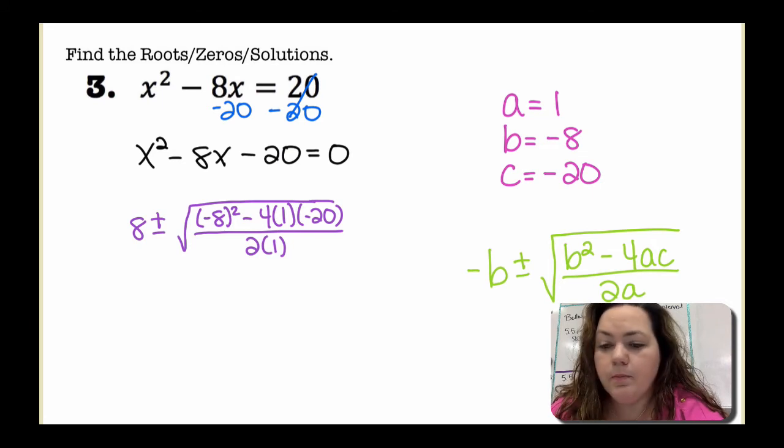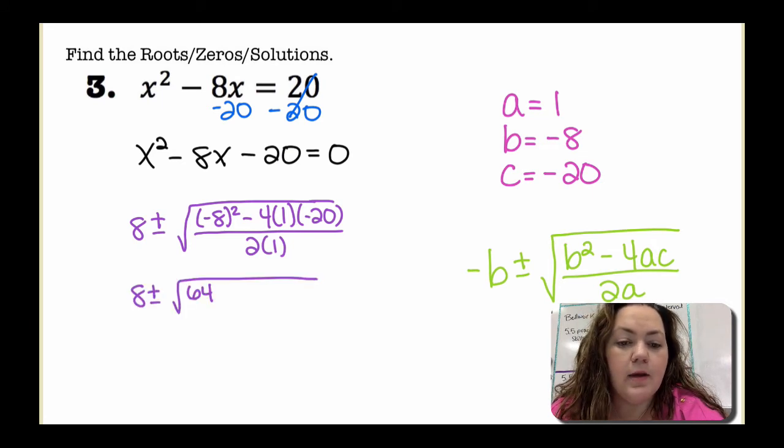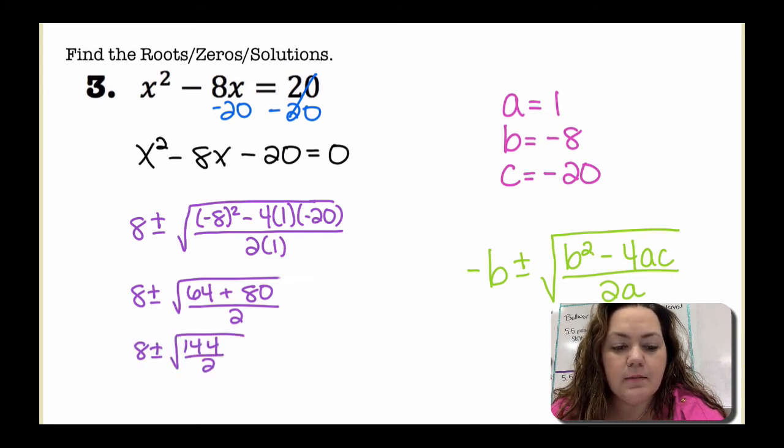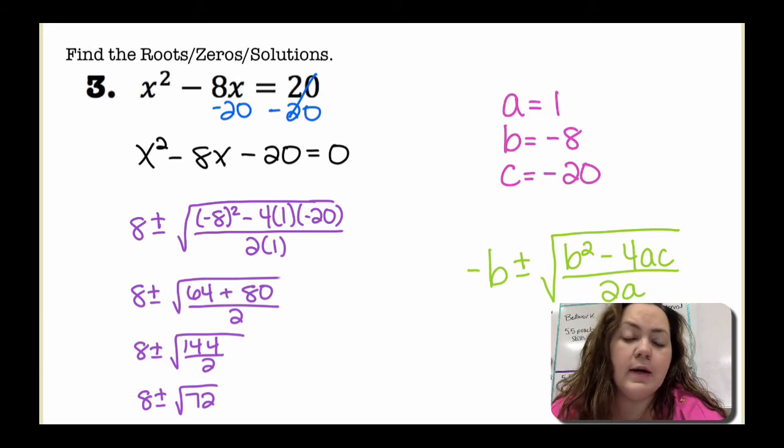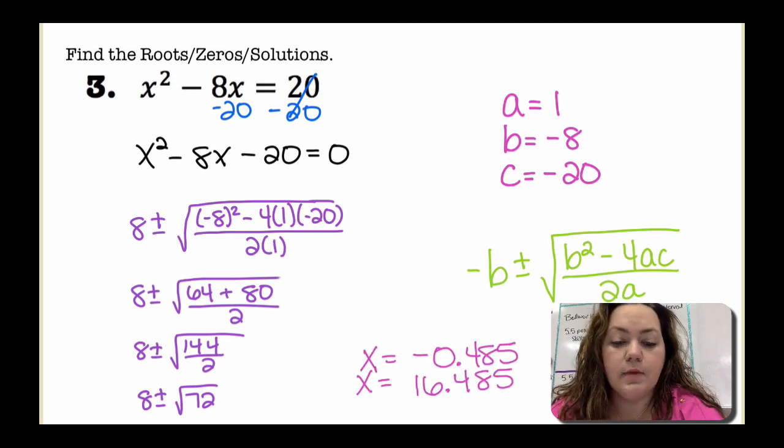Negative 8 squared becomes 64. Negative 4 times 1 times negative 20 becomes positive 80. And 2 times 1 becomes 2. 64 plus 80 gives me 144. 144 divided by 2 gives me 72. So I can do 8 plus the square root of 72 and 8 minus the square root of 72. Okay, and I get negative 0.485 and 16.485. All right.